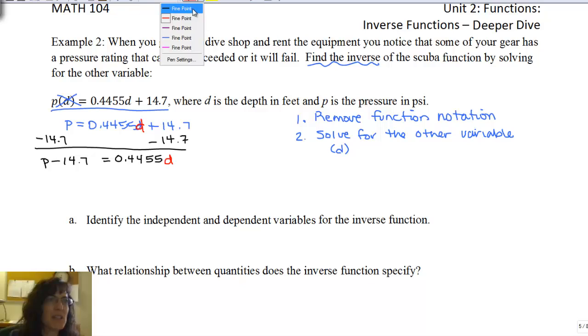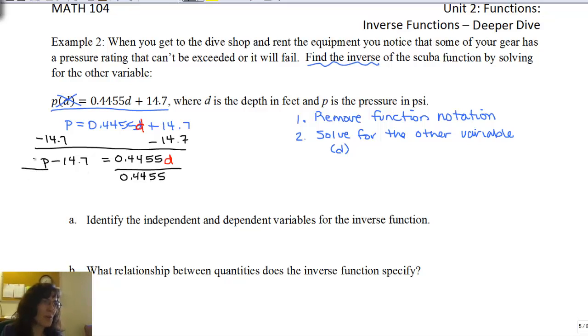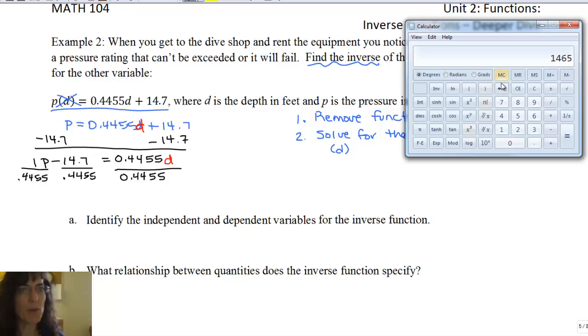So the next thing I'm going to do then is divide both sides by the 0.4455. And remember, I want to do that on both sides, so on both terms, so 0.4455, 0.4455. Both terms are going to be divided by that. And I want to pull up my calculator and see what I come up with for this one.